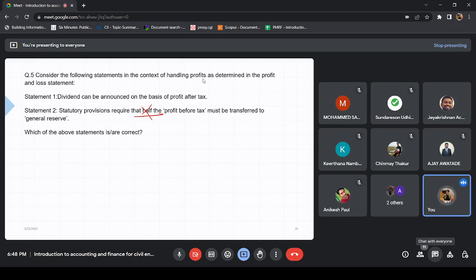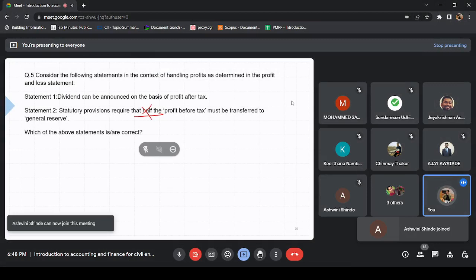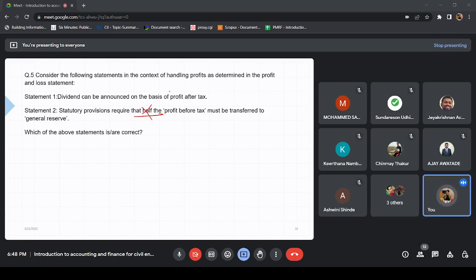Let's first resolve the expenses, whatever the company has to settle, and then we'll think about the owners. In some cases profit after tax might even be negative, because you have been paying so much tax, or you paid some interest and haven't earned anything. So dividend can only be announced on the basis of profit after tax. Statement 1 is true, statement 2 is false.